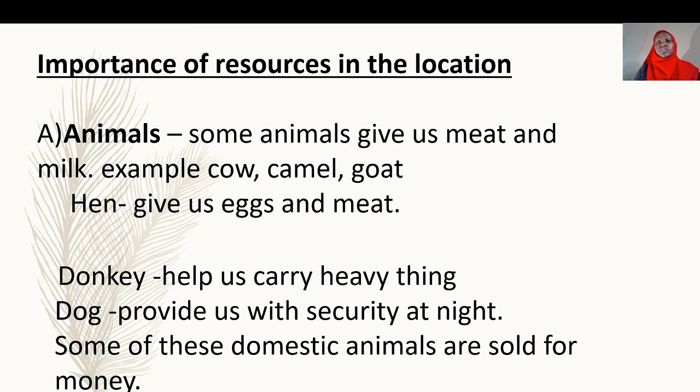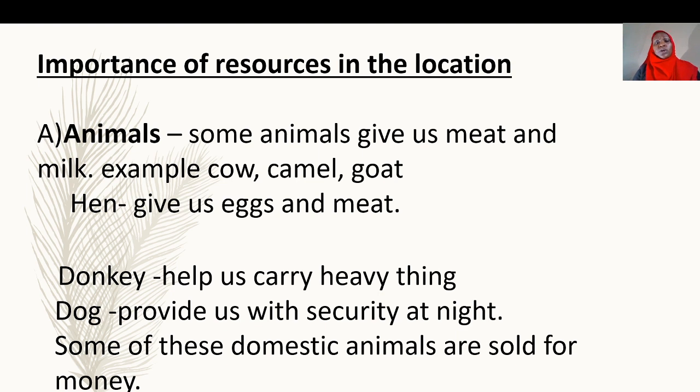Now let's see, why are the domestic animals important to us? Some animals give us meat and milk. For example, we have the cow, the camel, and the goat. These three animals give us meat and milk. That's why they are important to us. We also have the hen. The hen gives us eggs and also gives us meat. The meat we get from the cow, we call it beef, and the meat we get from the hen, we call chicken.